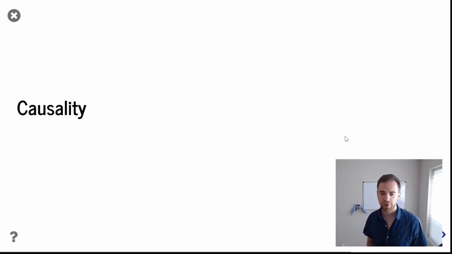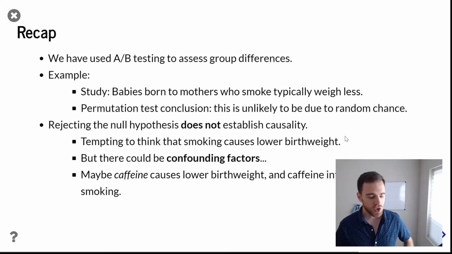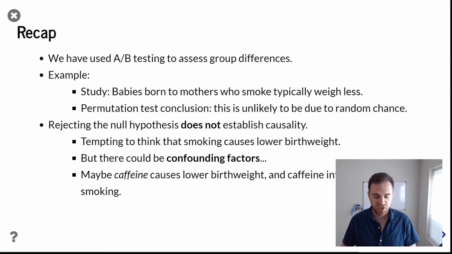All right, so let's talk a little bit about causality. So we've run 2 A/B tests today, and in both cases, we rejected the null hypothesis. We said that babies born to mothers who smoke do weigh significantly less, and we said that the Patriots footballs dropped significantly more in pressure.